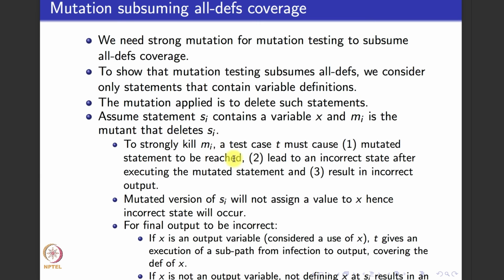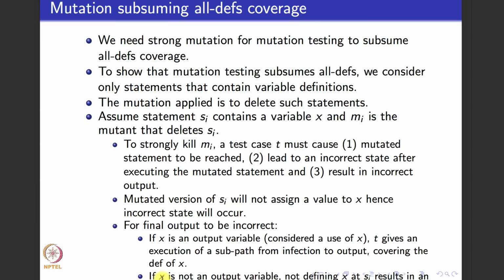It must cause the mutated statement to be reached. It must lead to infection, which is lead to an incorrect state after execution of the mutated statement, and it must lead to propagation, which is result in an incorrect output. Mutated version of Si will not assign a value to x because Si itself is not there. So the assignment itself is missing. So an incorrect state will definitely occur. Propagation will definitely happen. For the final output to be incorrect, if this variable x that I am considering is itself an output variable, then T gives execution of a subpath from infection to the output variable. If x is not output variable, then not defining x itself results in an error.